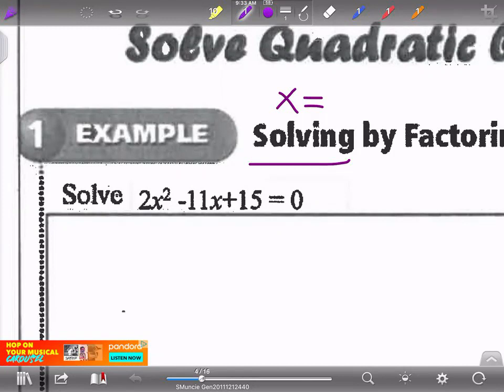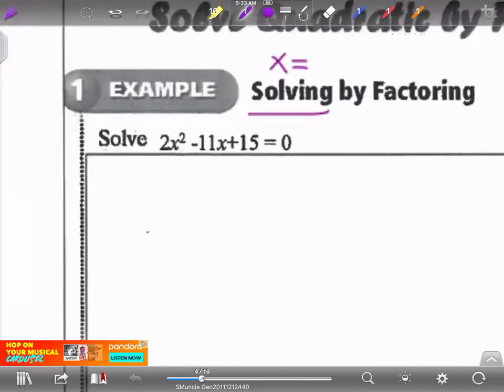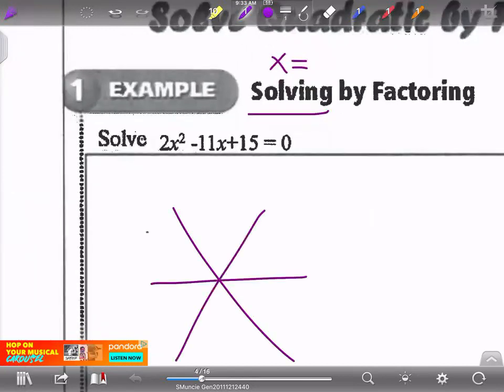No, I saw some head shake, no. So then to factor that, you're just going to use your asterisk. So jump here. A is 2, B is negative 11, and C is 15. So take a minute, fill out your asterisk.